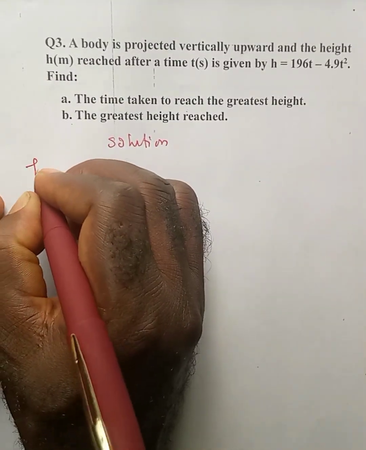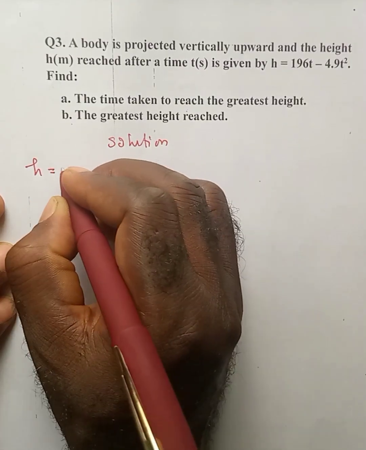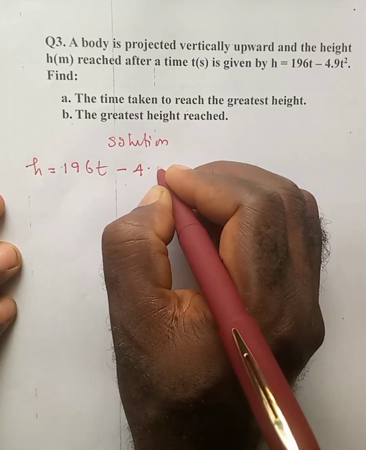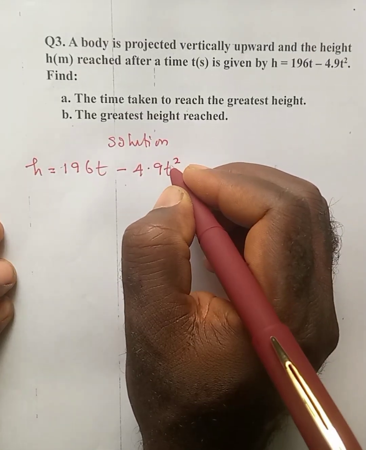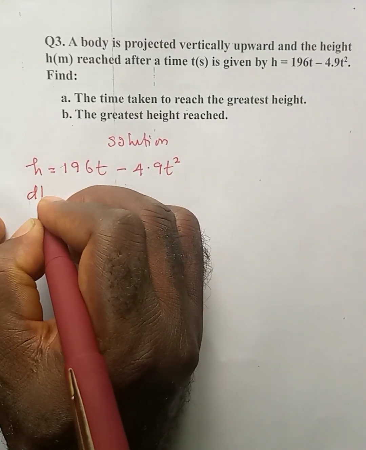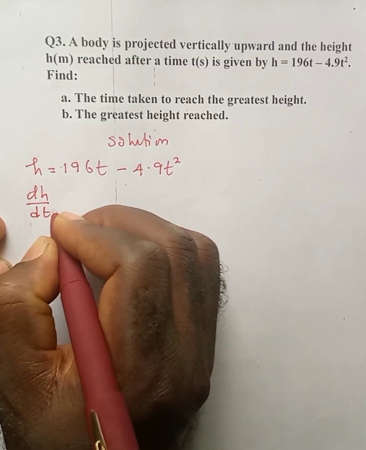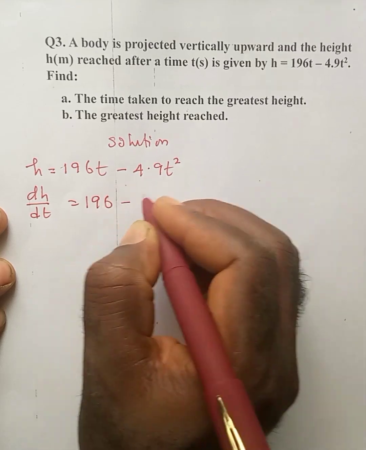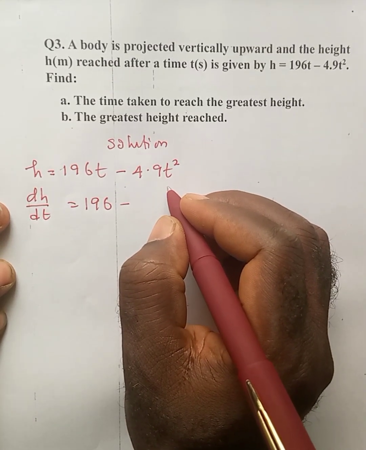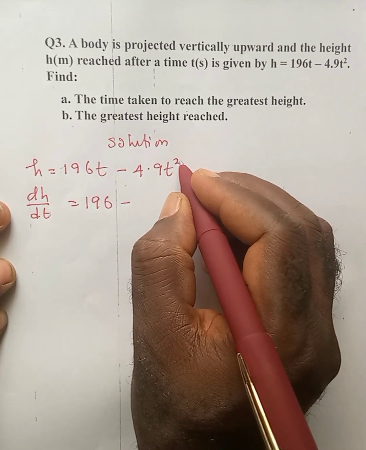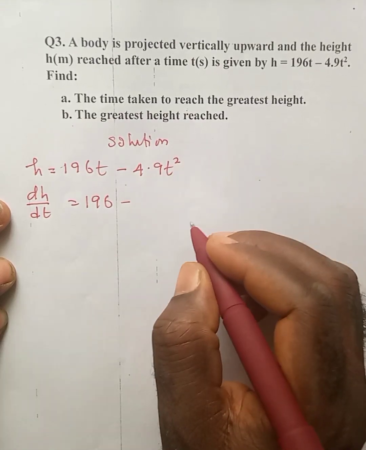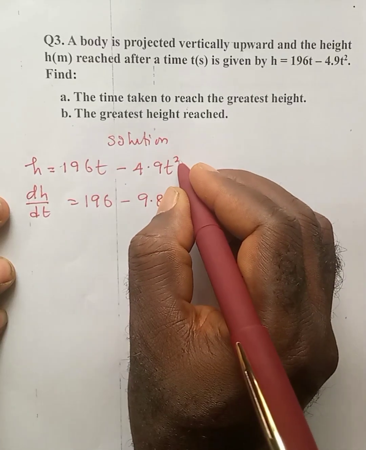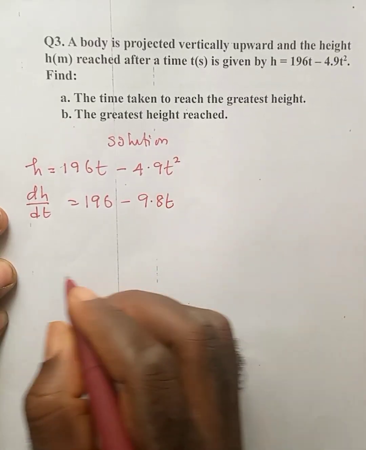We are given the height as a function of time as 196t minus 4.9t squared. Now, when we differentiate this height with respect to time, we have dh/dt. When we differentiate 196t, it will give us 196 minus, when we differentiate 4.9t squared, this square we multiply 4.9 and this will give us 9.8. We subtract 1 from the power, it will be t raised to power 1.